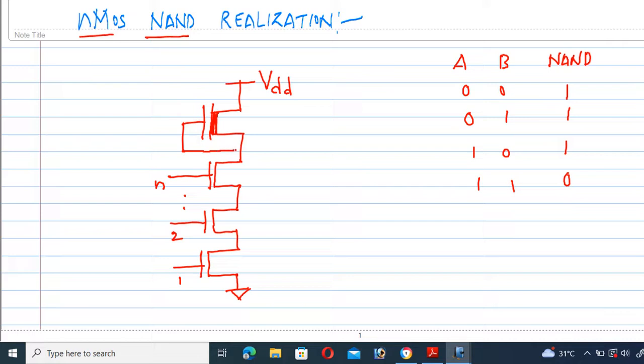It will be connected to the source terminal, and at the same time we take the output across this terminal. This is the circuit diagram. It represents the realization of the NAND gate using NMOS transistors, right?